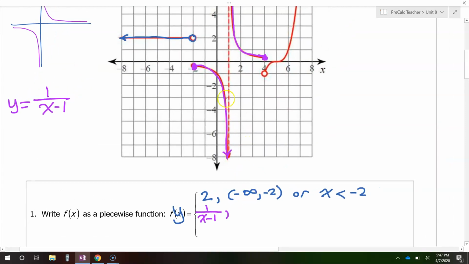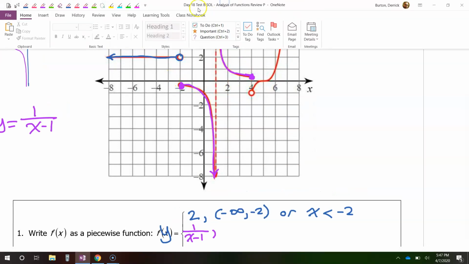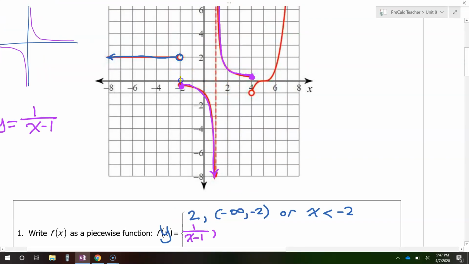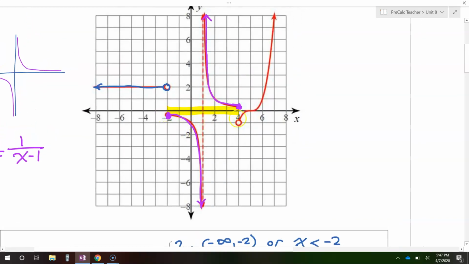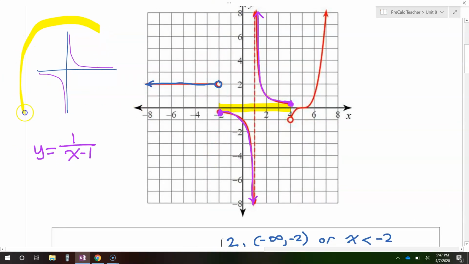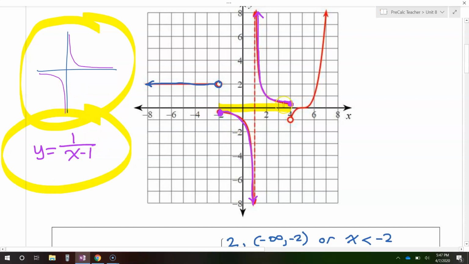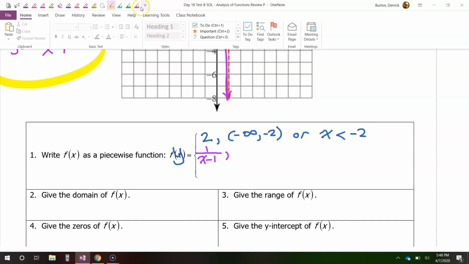All right, now it's going to be this part of the graph from here to here. So the domain is the x values where this part of the graph exists. That's going to be from negative 2 to 4. Again, I do not need two separate pieces because this parent function has both parts in it. This function right here includes both branches, so we're good. So negative 2 to 4 is the domain now.